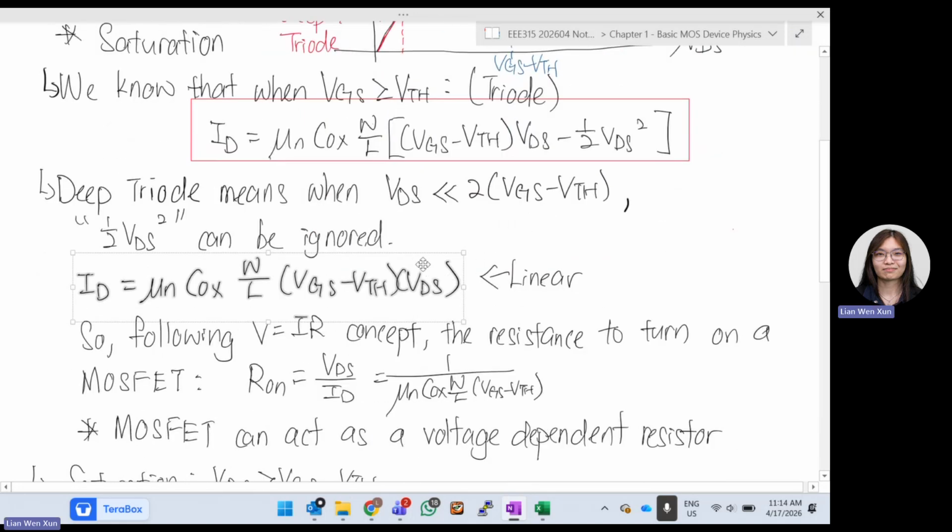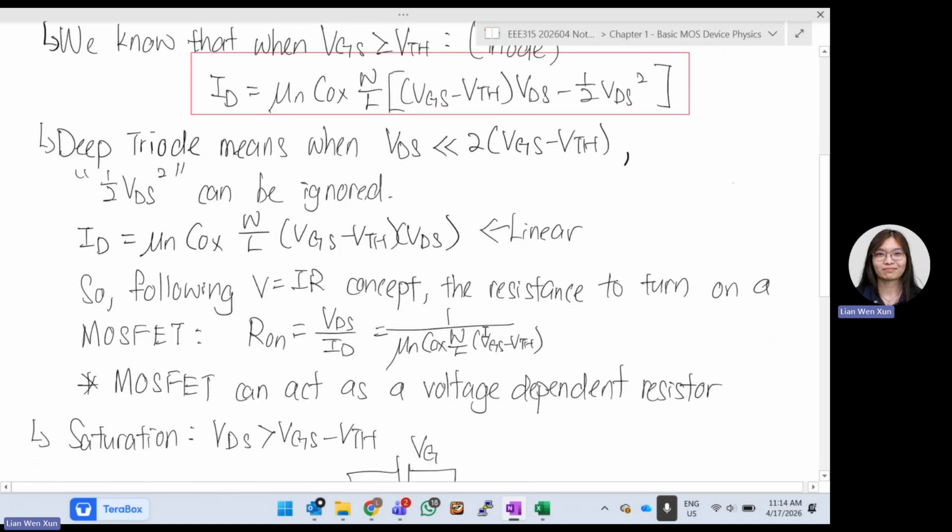If you want to follow the V equals IR concept, we have our V here, which is VDS, and our ID here. So VDS over ID is the resistance of this transistor when it is in the deep triode region. We rearrange our equation, and it will be 1 over mu_n C_ox W over L, (VGS minus VTH). This is what we call R_on, the resistance of this MOSFET.